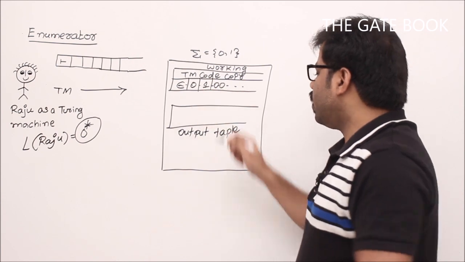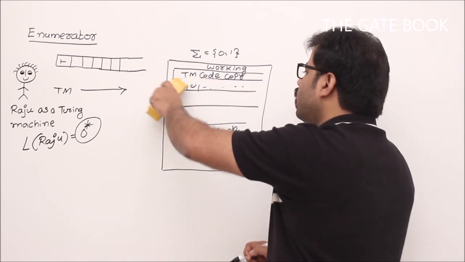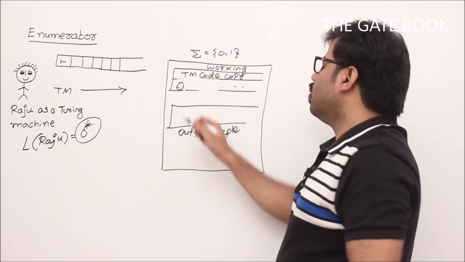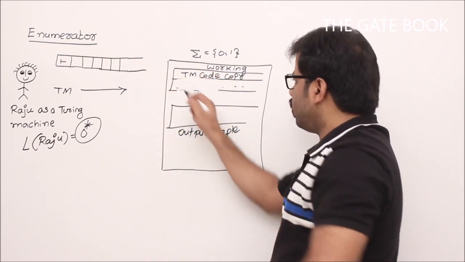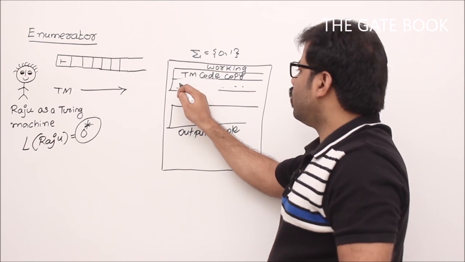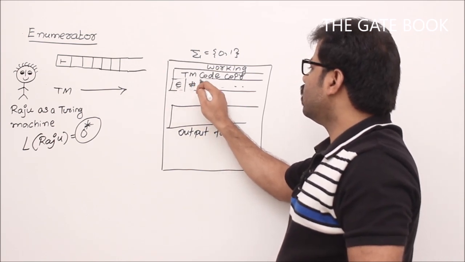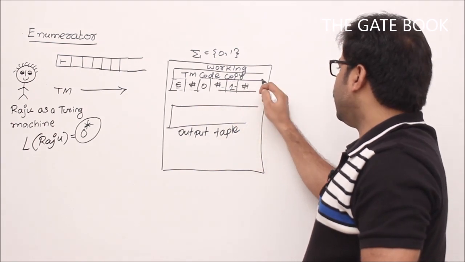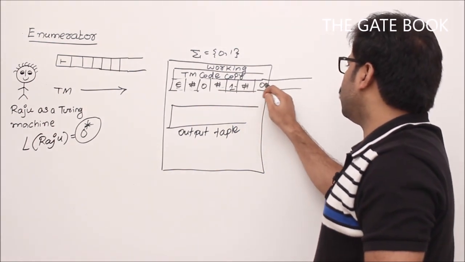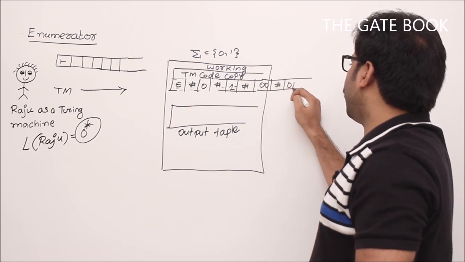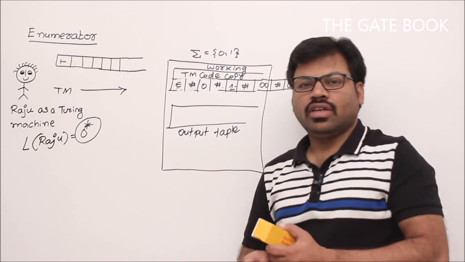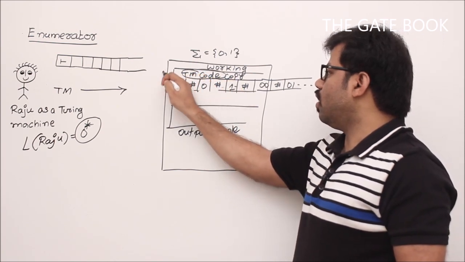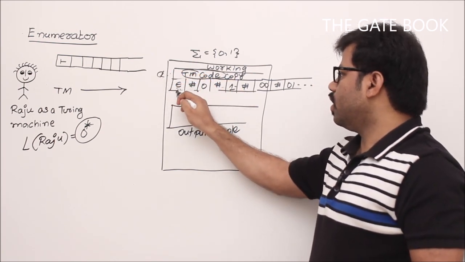0, to differentiate correctly, what we are going to do is keep a hash in between them. Assume that hash is also one of the possible symbols in our tape alphabet. So first epsilon, then hash 0, hash 1, hash. These are the possible strings in the world, 0 0 hash 0 1, in that way. Now our job is to simulate this Turing machine code. Whose Turing machine code is this? Raju's Turing machine code on this input epsilon.